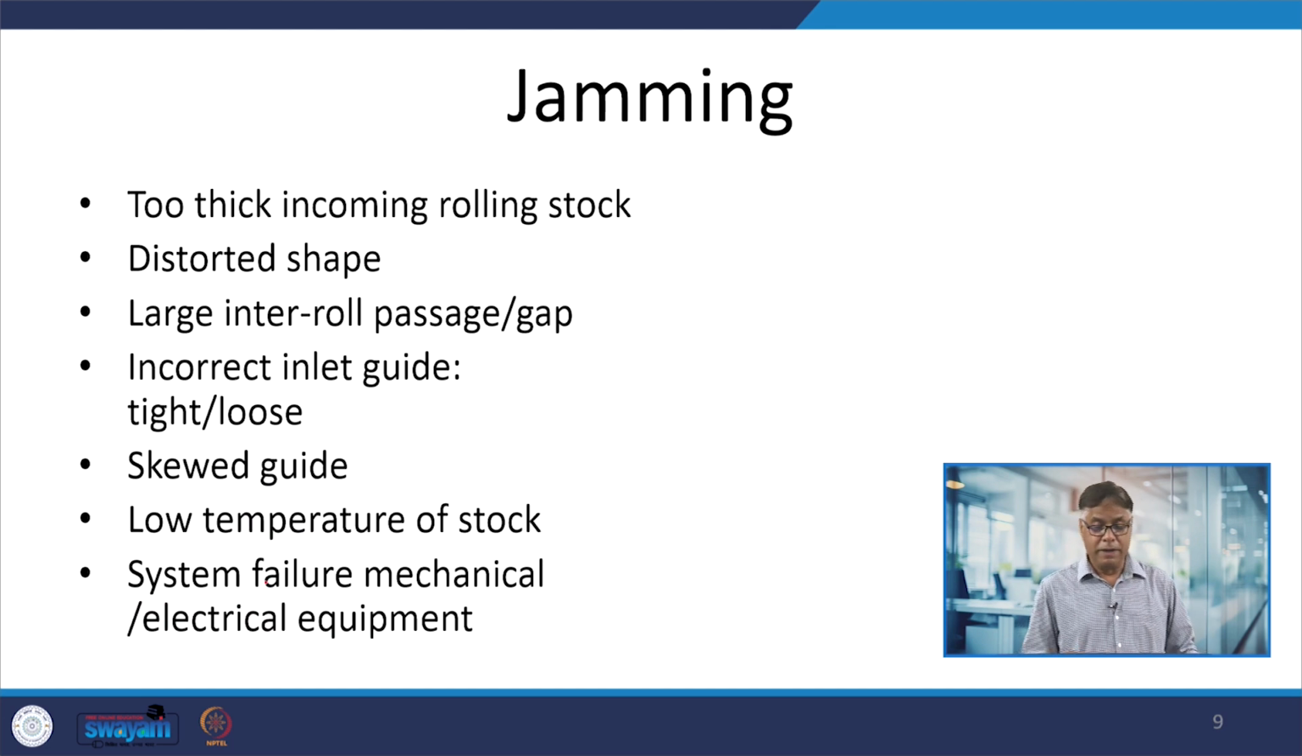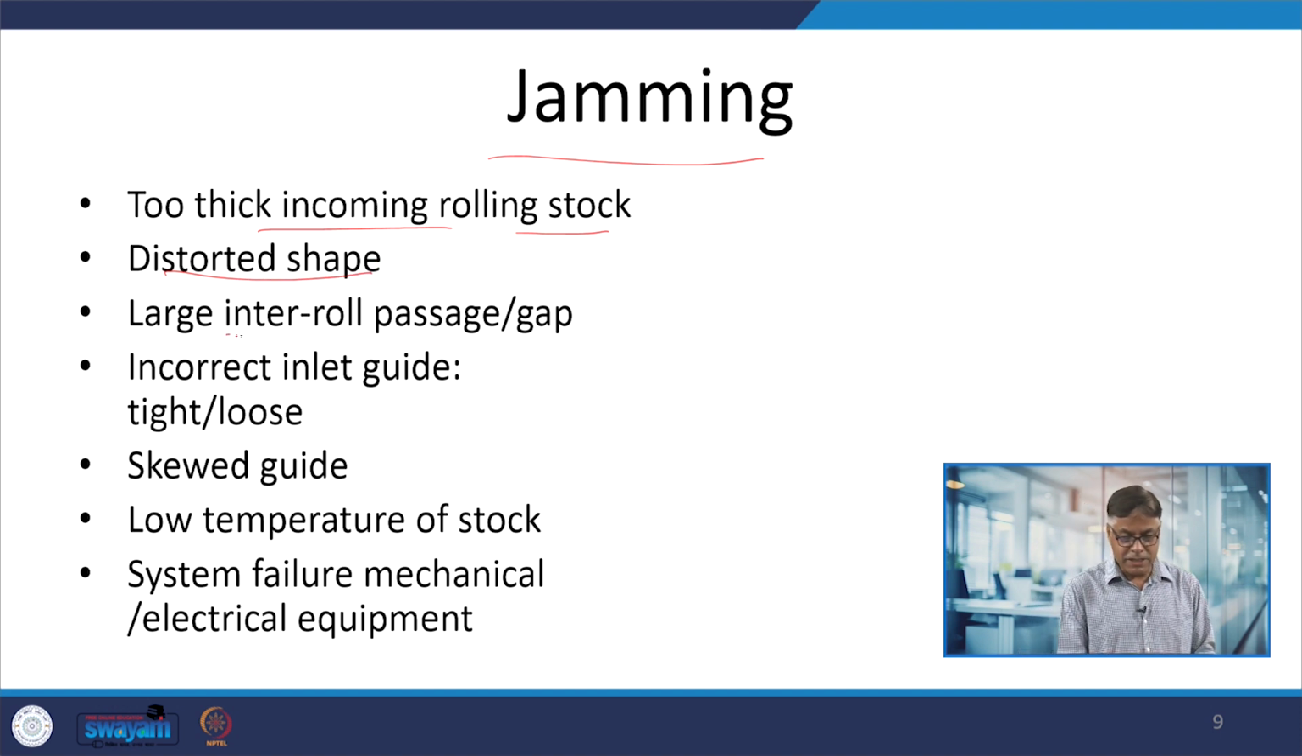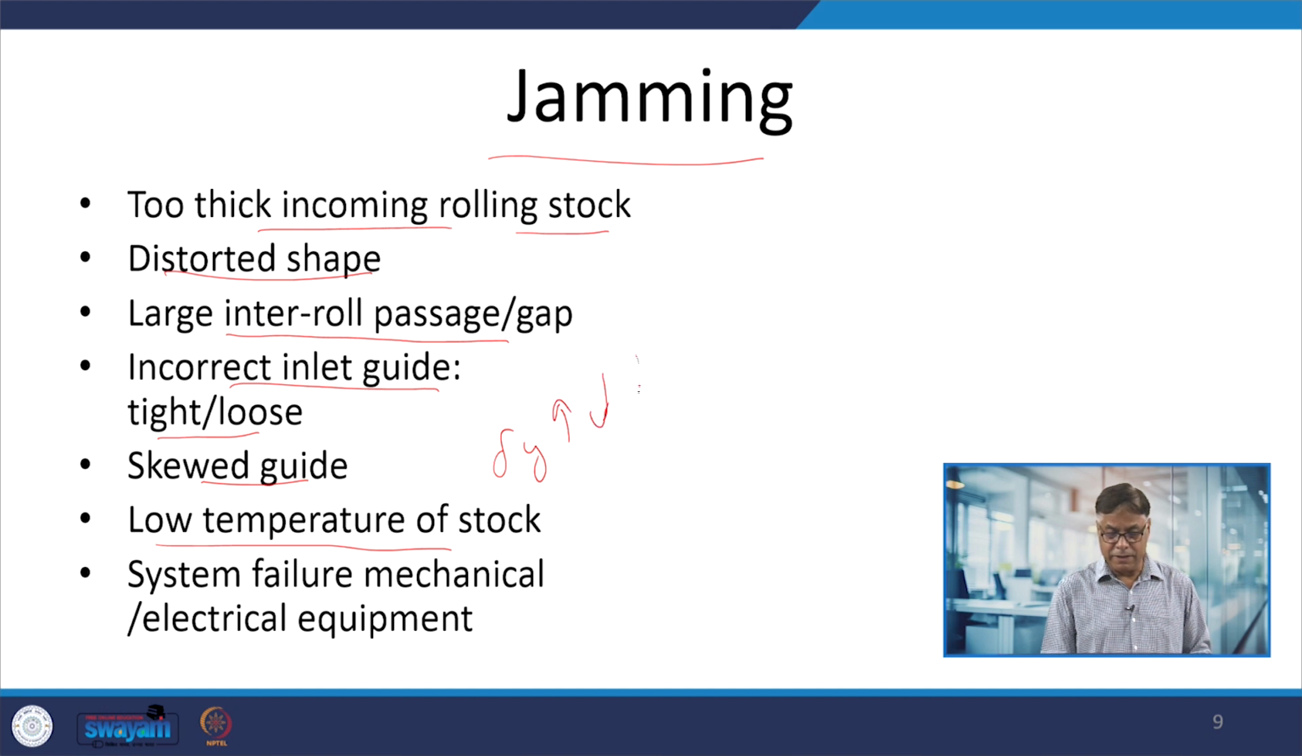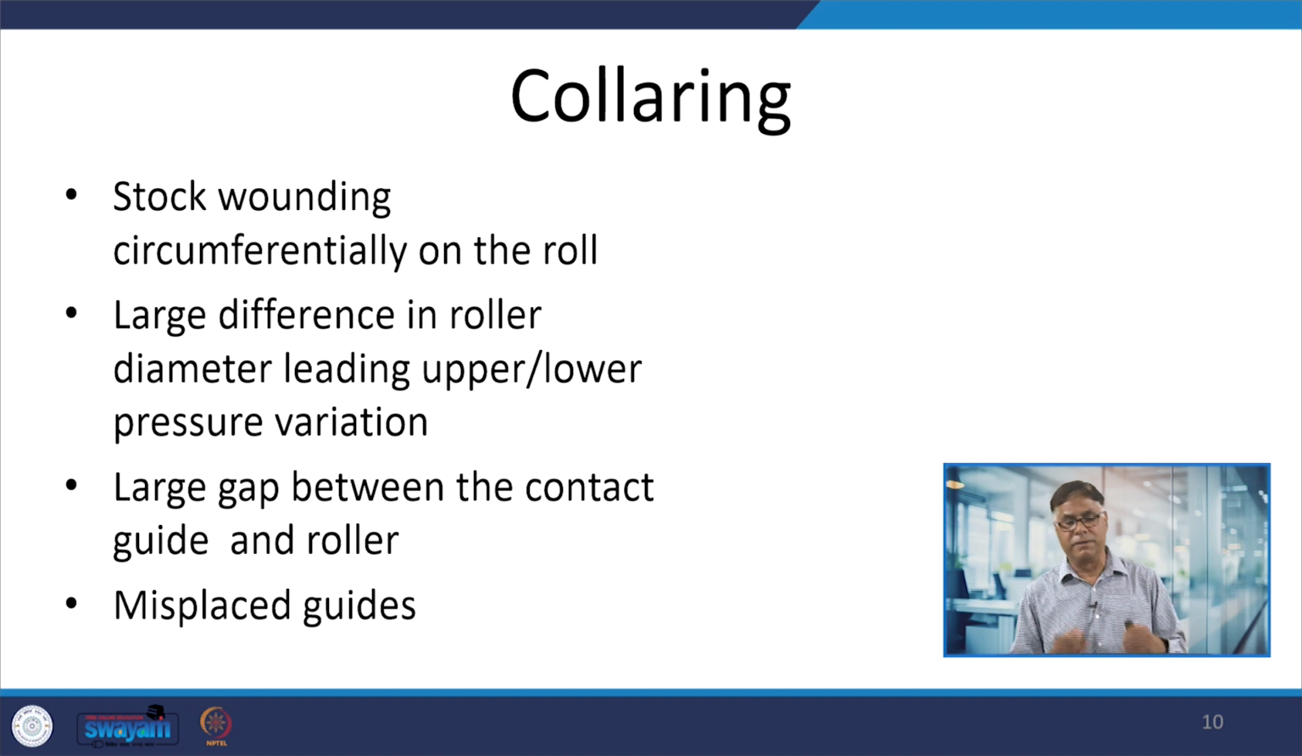Jamming means the system has jammed and the rolling is not happening, like too thick incoming rolling stock or distorted stock, a very large inter-roll gap, an incorrect inlet guide which is very tight or very loose, a skewed guide that has not been arranged and installed properly, very low temperature stock resulting in very high yield strength and low ductility, or a system failure, mechanical or electrical. So, the system is not running, so how will it work?